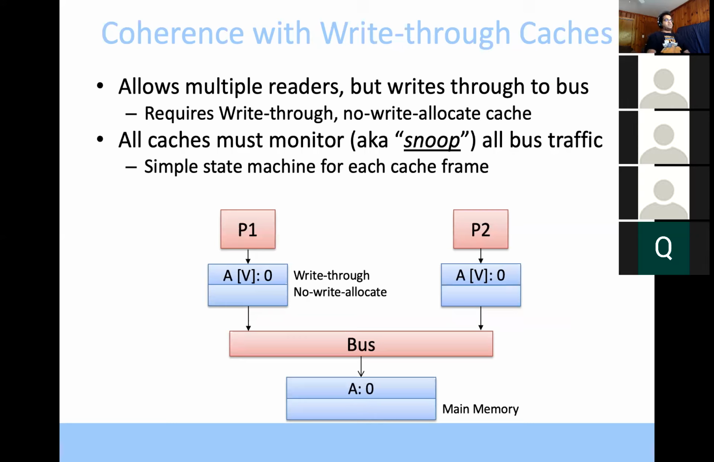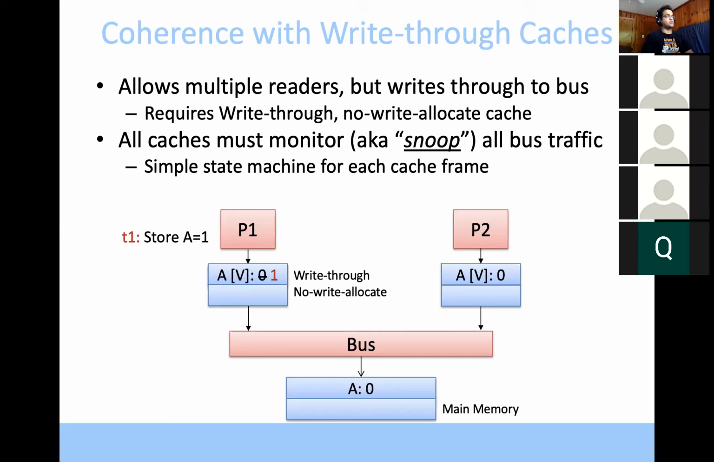So the way you'd build coherence is if you had a write-through cache. A write-through cache is one that, every time you do a write, you don't just update the cache, you also write it back onto the bus, right? This allows multiple readers, so you can have the value in multiple caches, but then all caches must monitor all bus traffic to keep their copies of all data coherent, right?